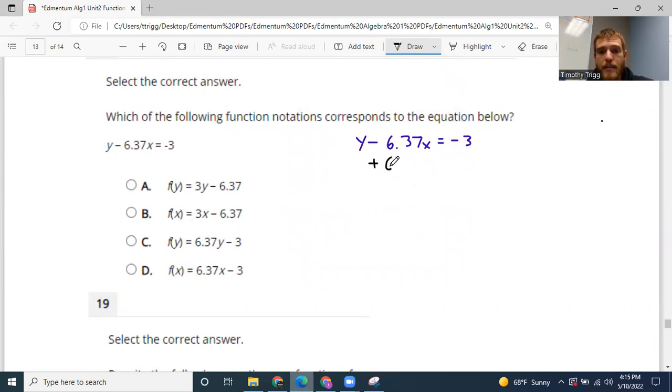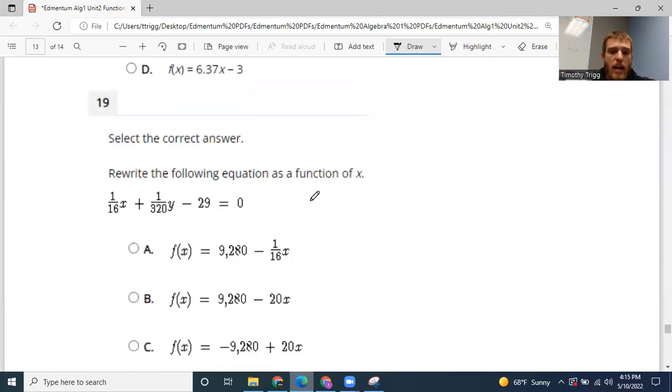So I'm going to add the 6.37x to both sides of the equation, giving me that y equals 6.37x minus 3. I can't combine these together because this has an x and this does not. Then just replace y with f of x.